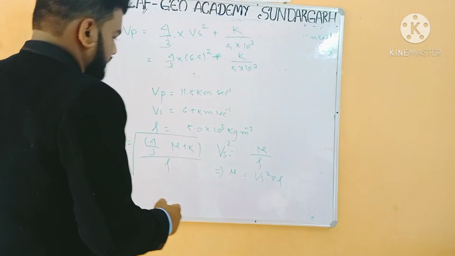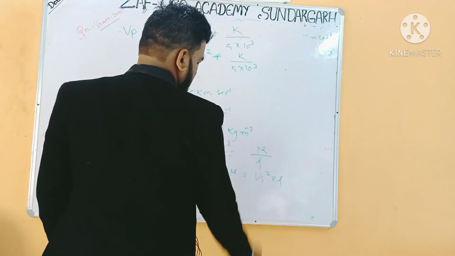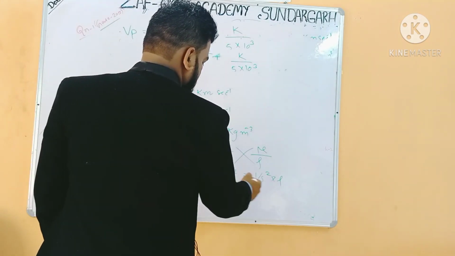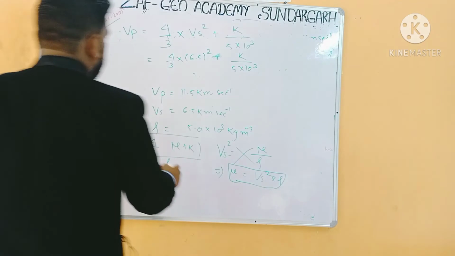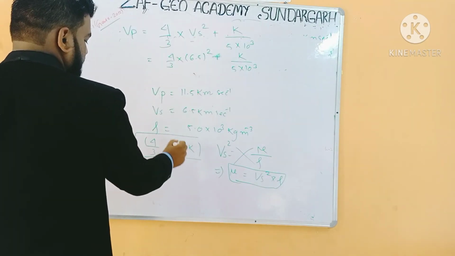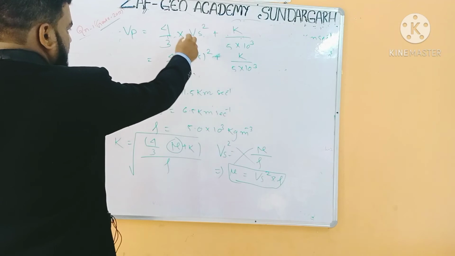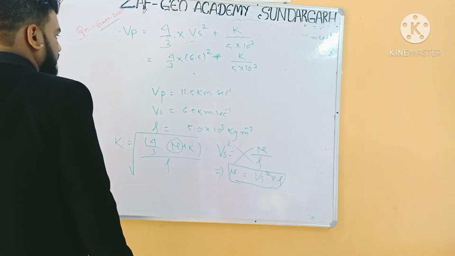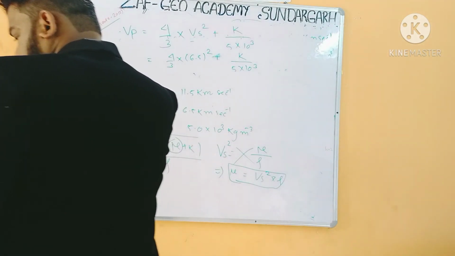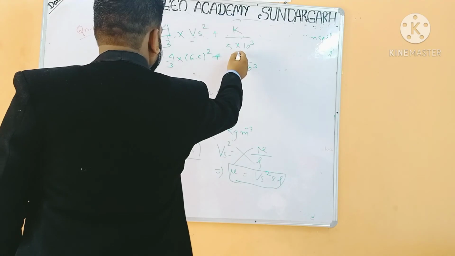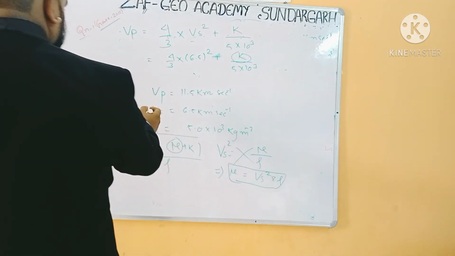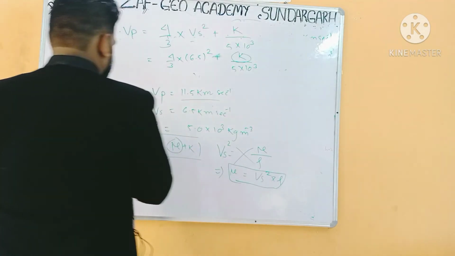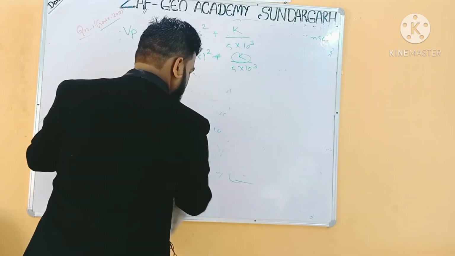So here velocity of S wave square is equal to mu divided by rho, so we are calculating for mu. This is the mu. We are putting the value of mu in this equation: 4 by 3 Vs square, 6.5 square, plus K, divided by 5 into 10 to the power 3. By solving this equation for K, the velocity of P wave is also given, 11.5 km per second, so I am using this. In this question, two formulas are used.